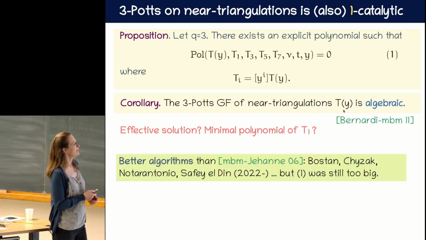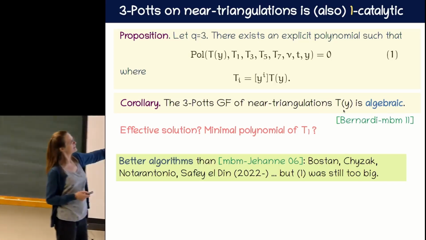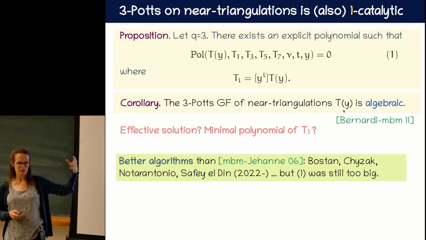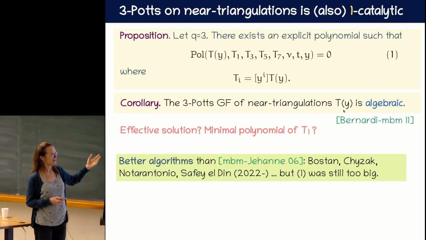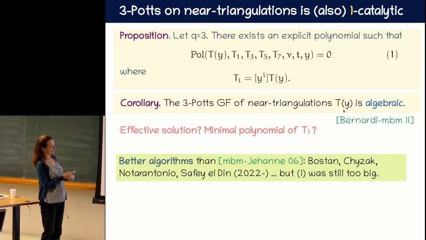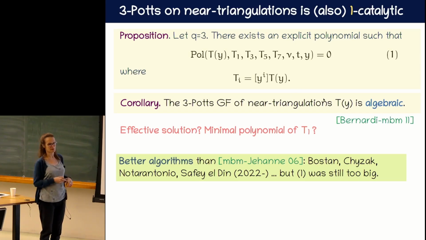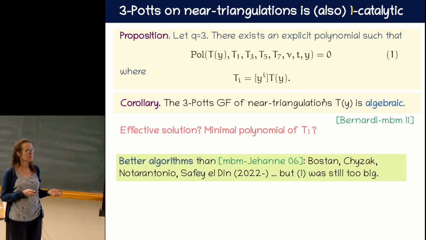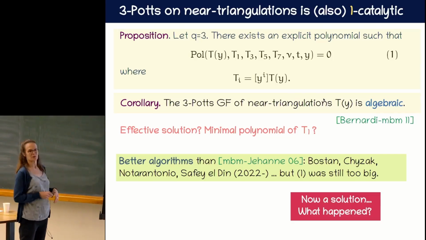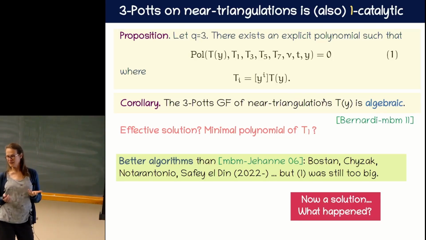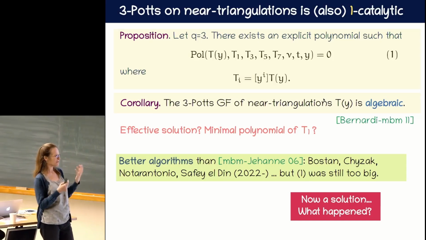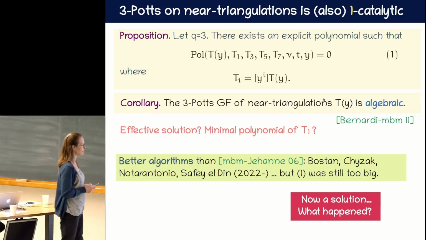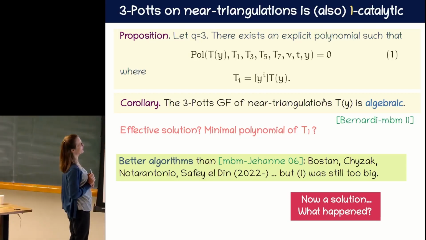So since then, Adrien and his collaborators designed much better algorithms than what we had in the first paper, but still, this equation was too big and resisted. So it remained a challenge for some time, and so now I'm telling you that we have a solution, and in the next few slides, I want to tell you about what we actually did with Adrien, so what happened. What changed the situation?